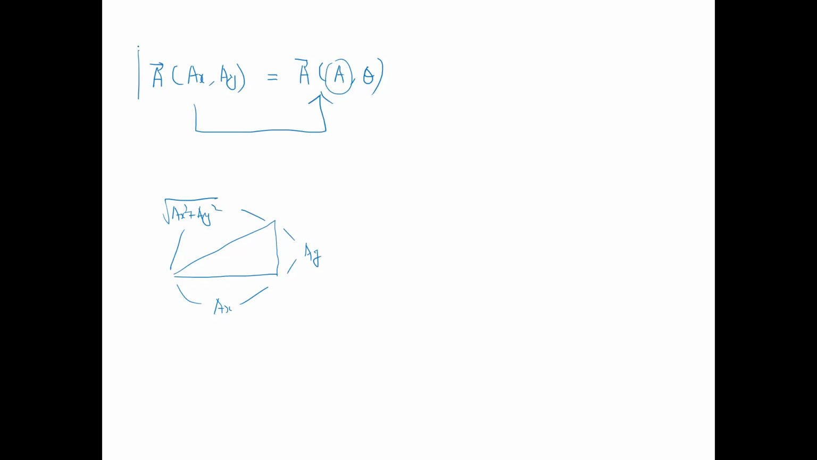So if you know this, you can find A easily. And then how can you find the angle theta? Theta is nothing but the inverse tangent function. So tangent theta is what? AY over AX. So then theta is tan inverse of AX over AX. Sorry, this is AY over AX. So basically, if you know this information, you can find the angle theta.